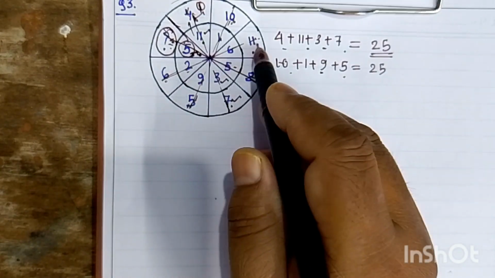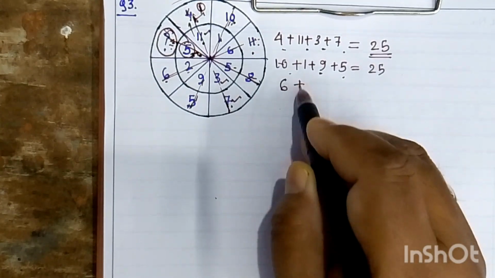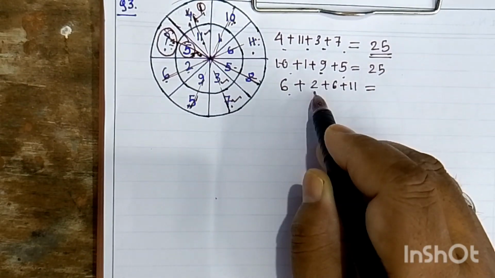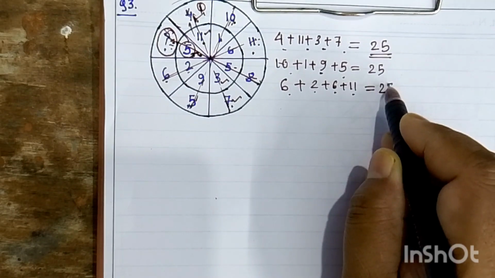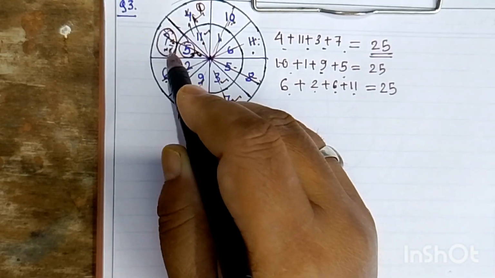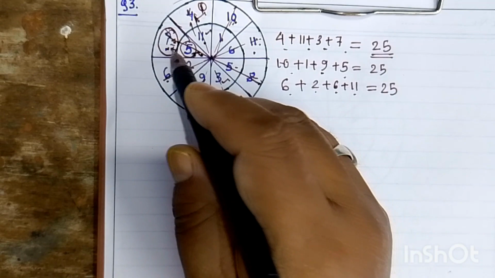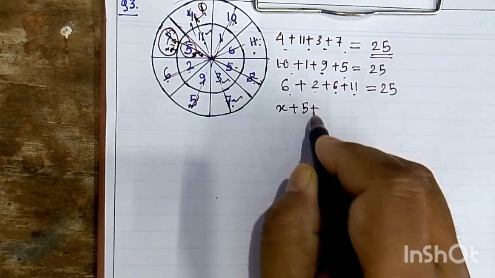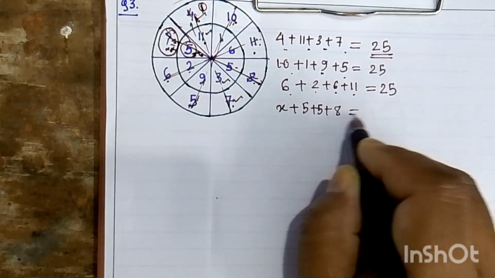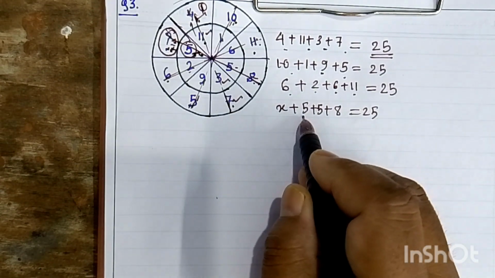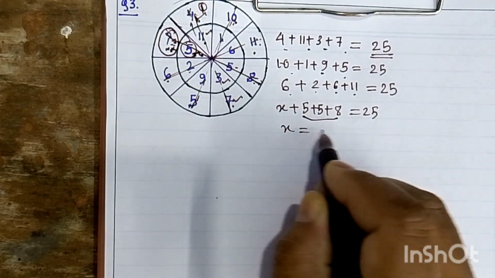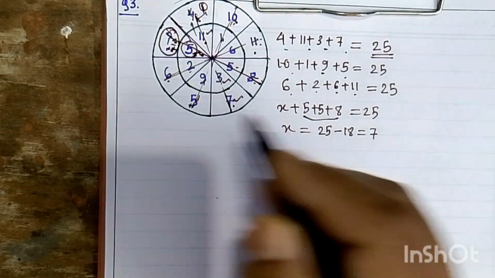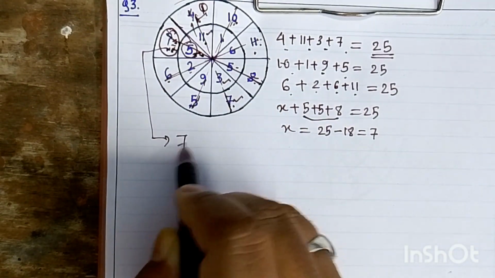Now again here we come to 6 plus 2 plus 6 plus 11. Then what we get? 8 plus 6, 14, 14 plus 11 equals 25. So this unknown we consider as x. That means the sum of these 4 numbers, where one number is unknown, we write as x plus 5 plus 5 plus 8, and it is equal to 25. That is 5 plus 5, 10, plus 8 is 18. So x equals 25 minus 18 equals 7. So that unknown number is 7.